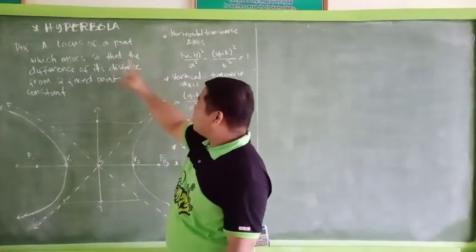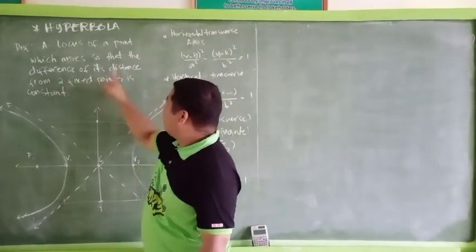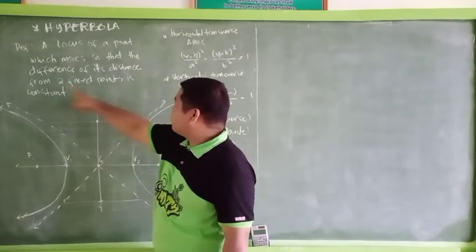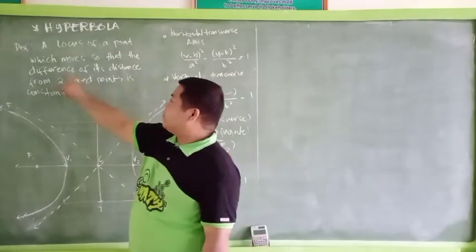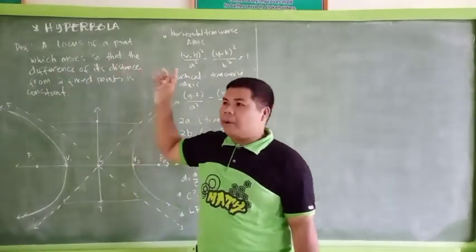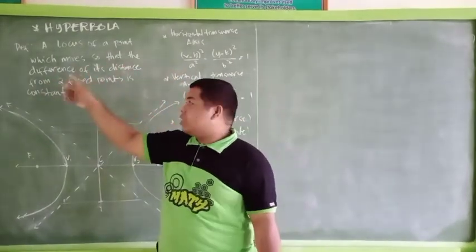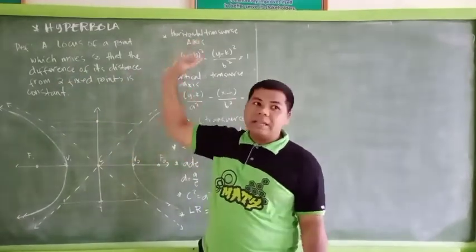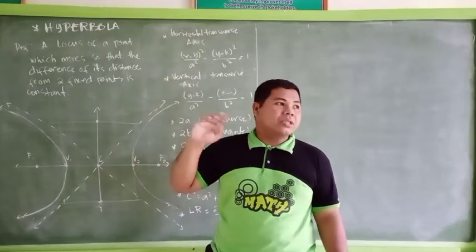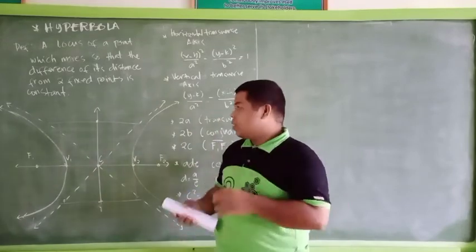So locus of a point daw which moves so that the difference of its distances from two fixed points is constant. So parang yung keyword natin dito is the difference. Pag makakita tayo ng problem na may keyword na difference, automatically yung problem na yun falls on the hyperbola. Para hindi tayo malito sa pagkakaiba ng hyperbola tapos sa ellipse.